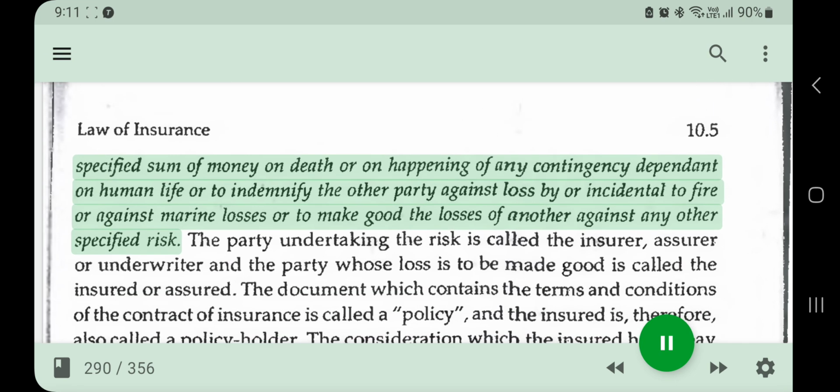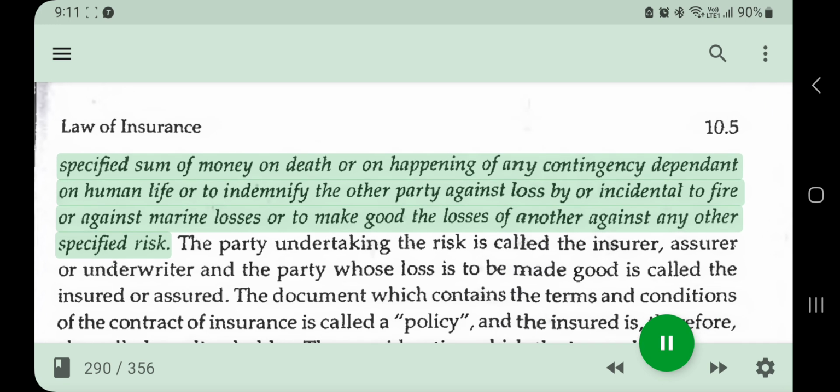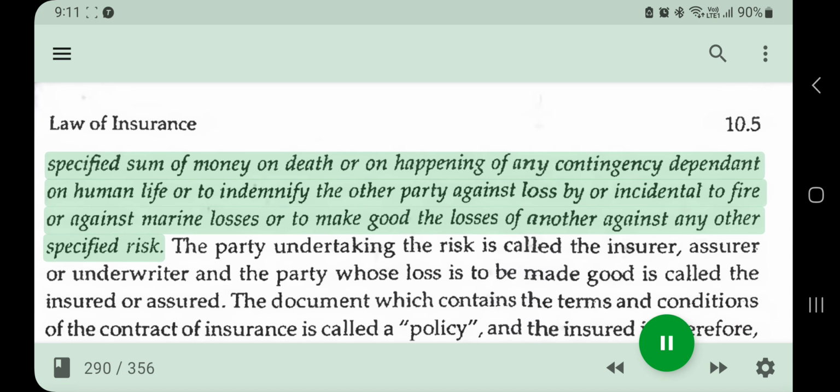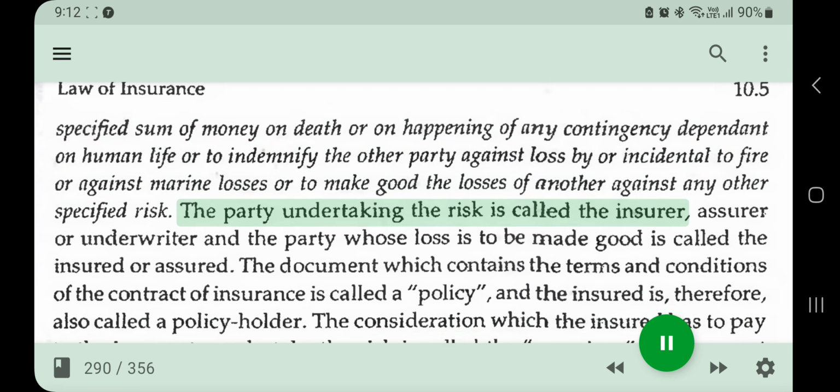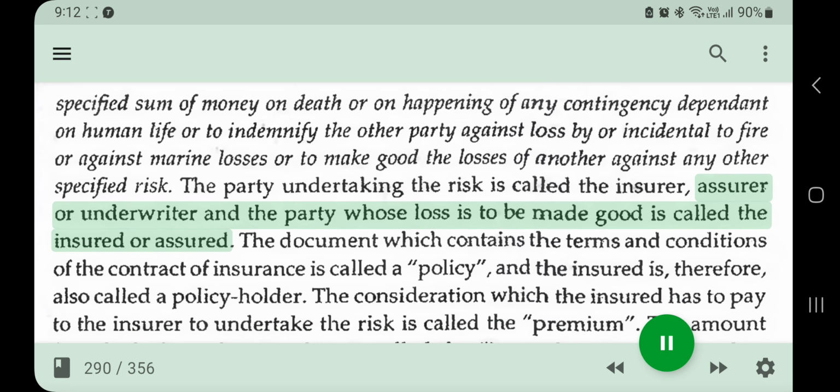Specified sum of money on death or on happening of any contingency dependent on human life, or to indemnify the other party against loss by or incidental to fire or against marine losses, or to make good the losses of another against any other specified risk. The party undertaking the risk is called the insurer, assurer or underwriter, and the party whose loss is to be made good is called the insured or assured.